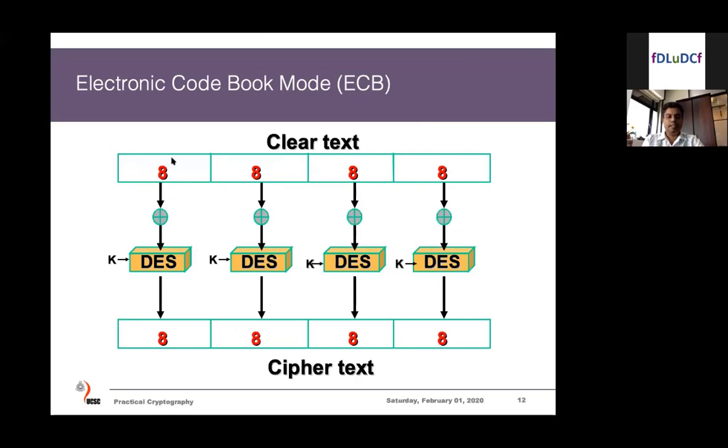And then we divide our data, and our last block may be padded, and each of these blocks is encrypted with the block cipher applying the same key and produces the ciphertext. So those blocks are independent of each other. That is how electronic codebook mode works.